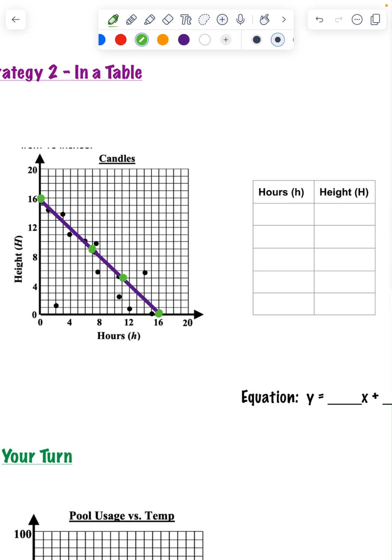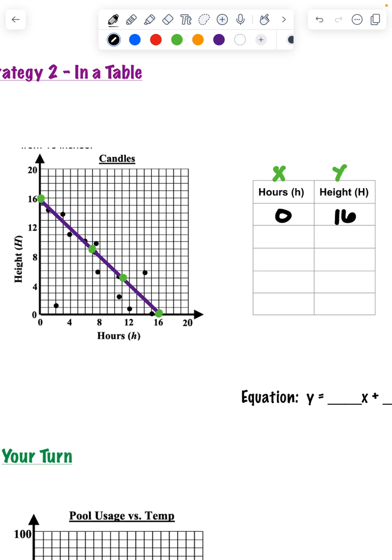My first one is going to be my x coordinate, which is my hours. My second is going to be my y coordinate, which is my height. So that first point I have is at 0 hours, 16 height.